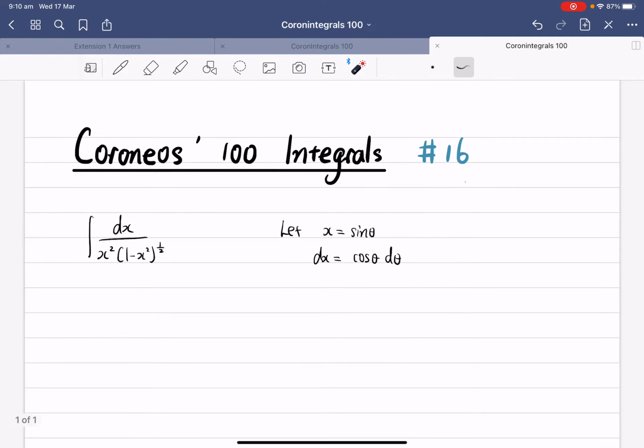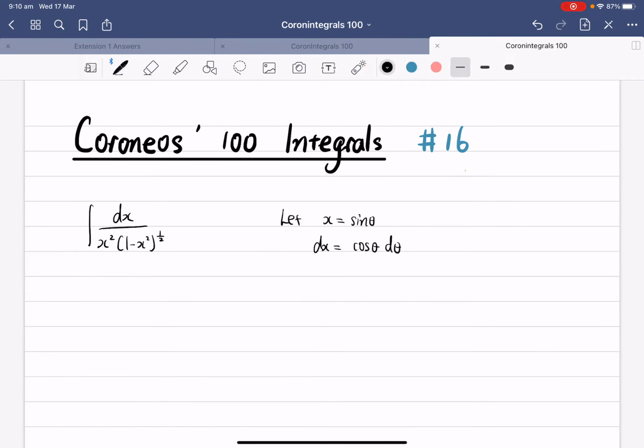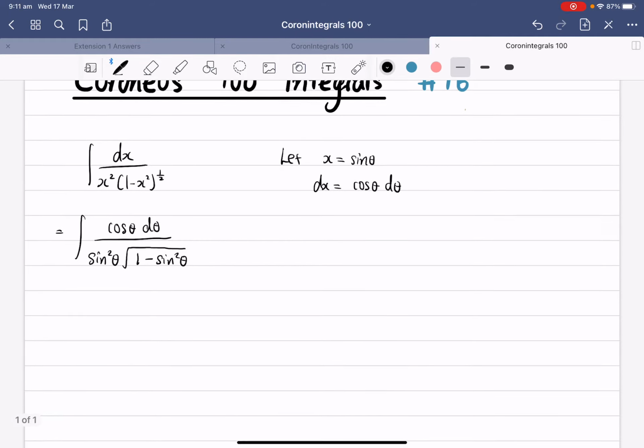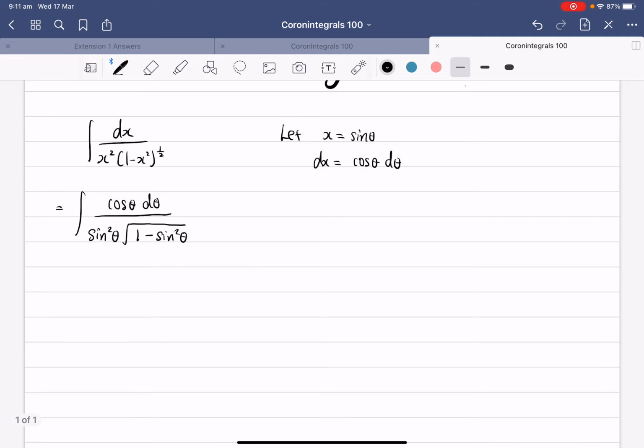Then the next step you can do is replace everything now. All right, so let's start. We know the dx is now changing to cosine theta d theta, so we can put cosine theta d theta here, just to replace the dx. And on the denominator, x squared can now be changed into sine squared. All right, and that's a square root of 1 minus sine squared theta. So after using substitution, we actually changed everything in terms of theta. Now it's much easier to simplify this.